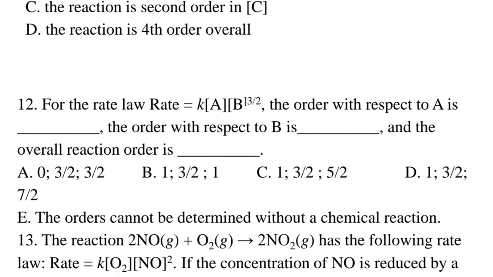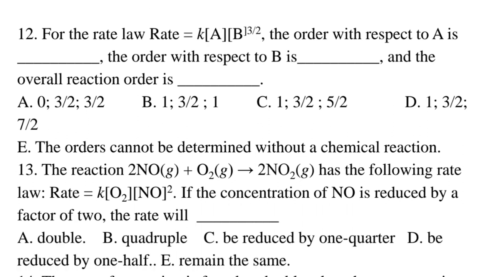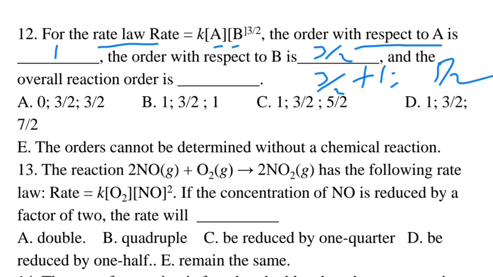Question number 12. For the rate law, rate equals K times concentration of reactant A times concentration of reactant B to the 3 over 2, find the order with respect to B. The order with respect to A is 1, and with respect to B, 3 over 2. After that, the overall reaction order is 3 over 2 plus 1, which is 5 over 2. So let's see the options: 1, 3 over 2, 5 over 2. The answer will be C.